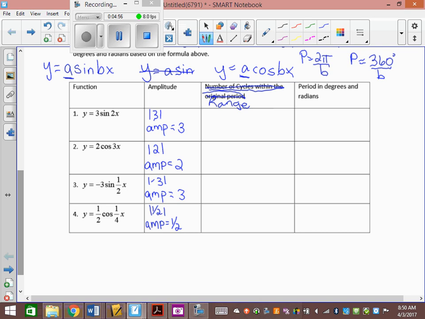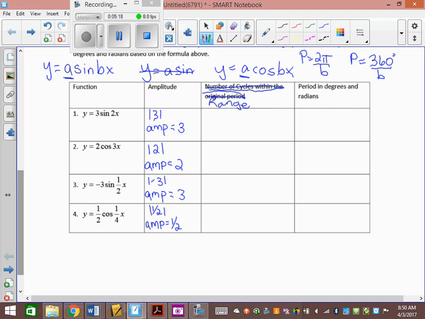When I was stretching this way, it made it taller or shorter, which changed our amplitude, correct? When you pull it this way, your max to max is going to be bigger. When you squish it in, so you stretch it narrower, your max to max is going to be less. So the period will either get larger or smaller, right?